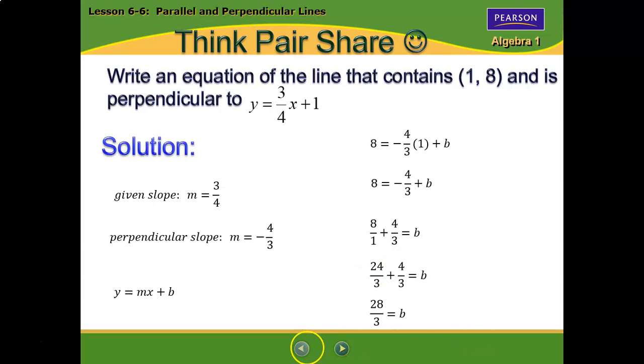So we will take our y-intercept that we just now found, 28/3, with the slope for our perpendicular line, and we will rewrite it in the form of y equals mx plus b. So the equation of the line that is perpendicular to the given line is y equals -4/3 x plus 28/3.